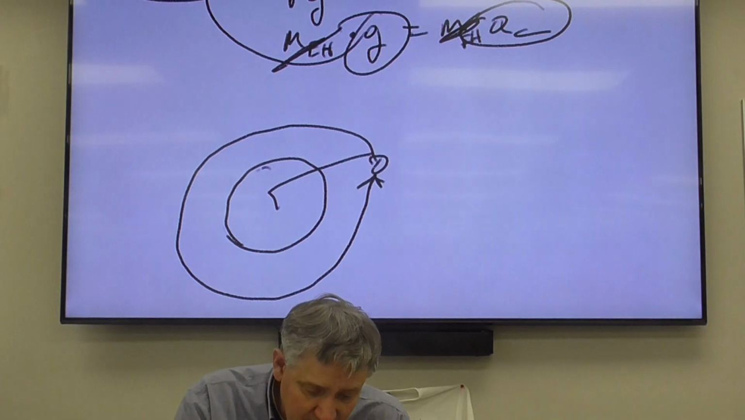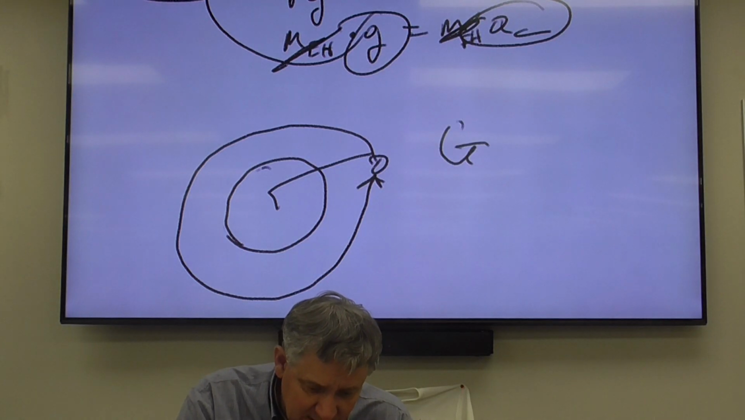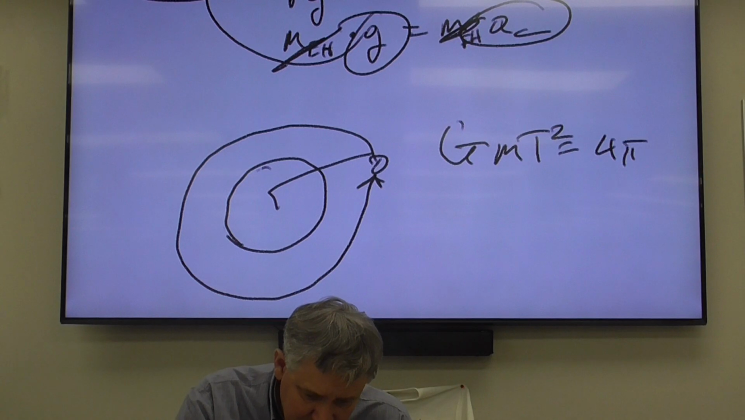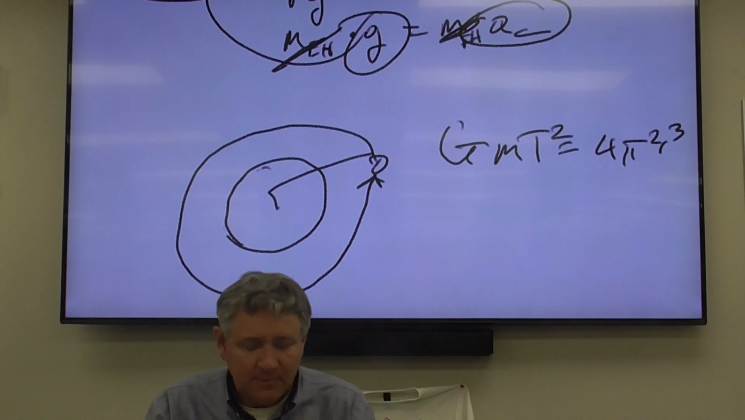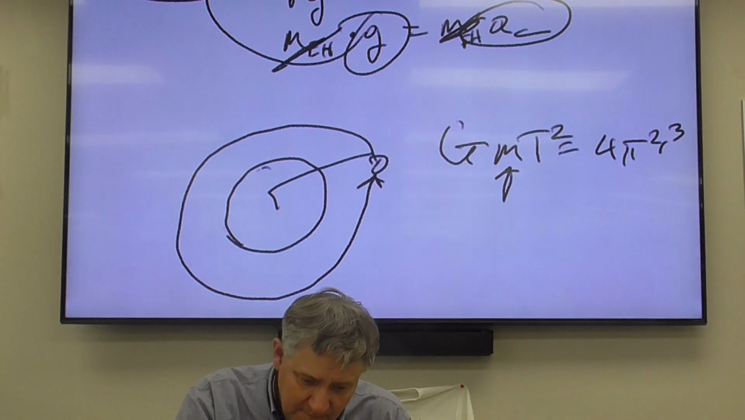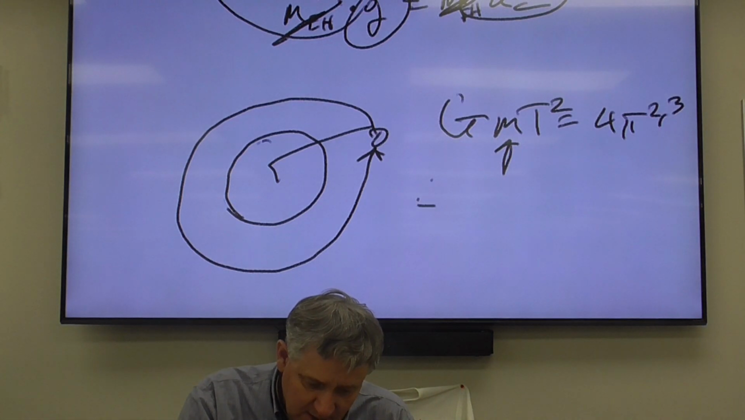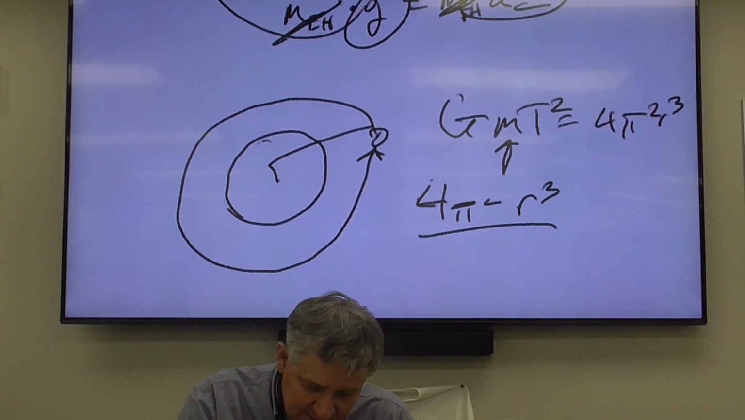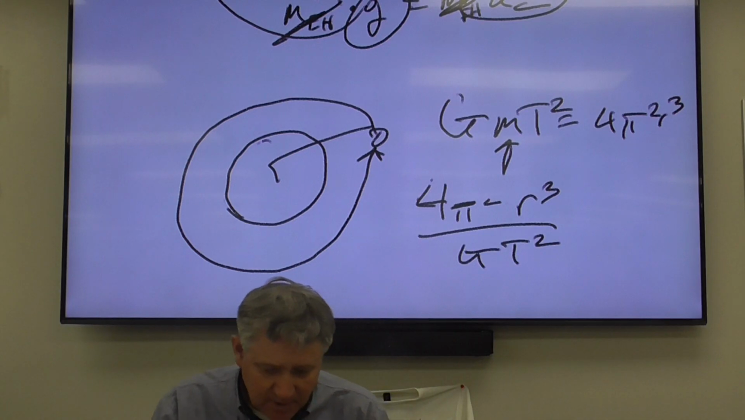So you're going to start with the Swiss Army knife. Big G M T squared equals 4 pi squared r cubed. This is where you have to be fluent. So we're going to solve this for mass. So I've got 4 pi squared r cubed divided by G T squared.